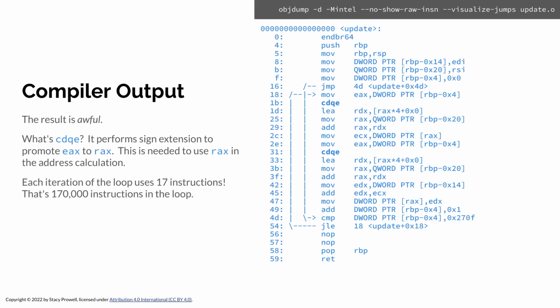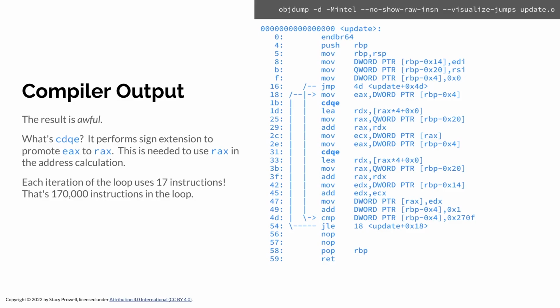That's horrific, right? Again, this is what you get when you look at unoptimized code. You get all this weird stuff with RBP, all these local variables happening. It's a mess. One thing you might not recognize is this CDQE. CDQE performs a sign extension and promotes EAX to RAX.